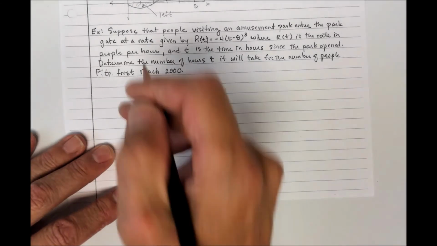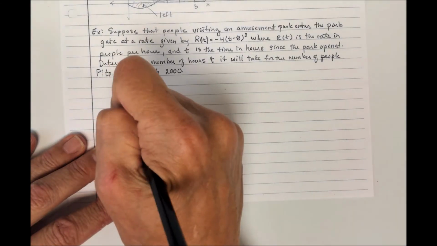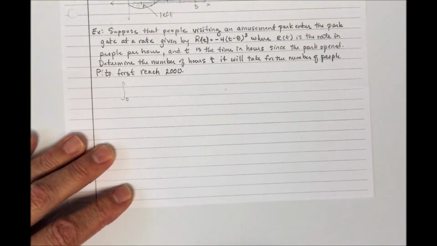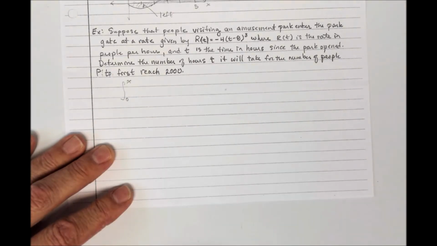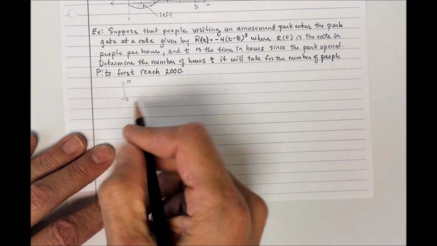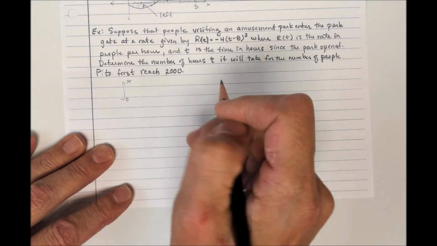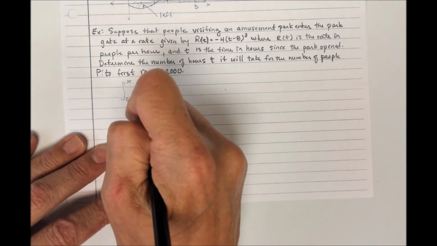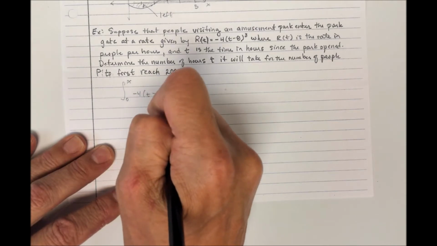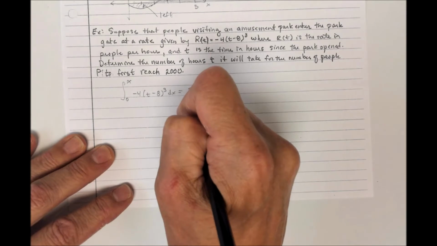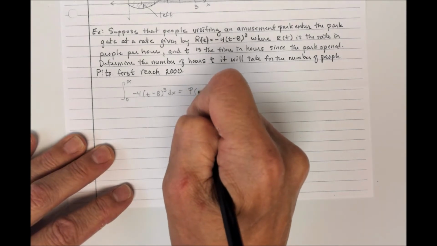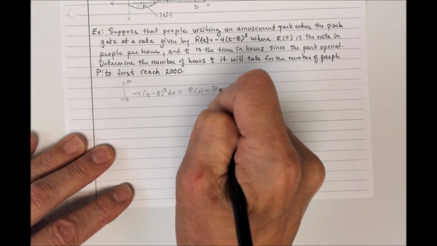Well, I don't know. If the park opens at 0, I don't know what time, so I'll call it x. And because I'm calling it x, I'm going to write my rate here, my R of t, which is -4 times the quantity t minus 8 to the third power dx here. And of course, this is going to be P of whatever my x value is here minus P of 0.